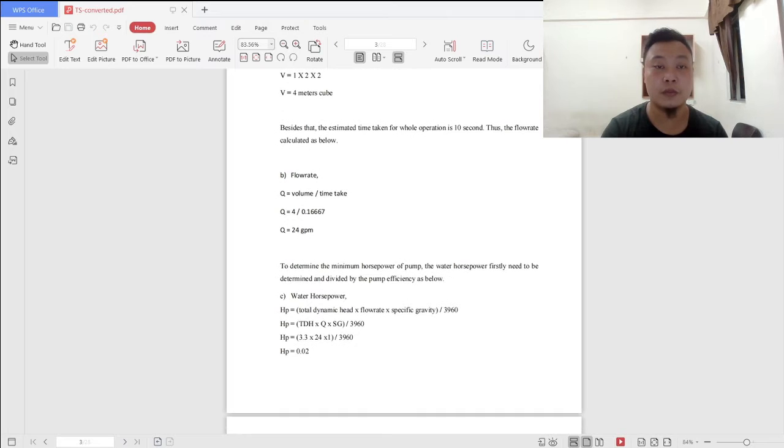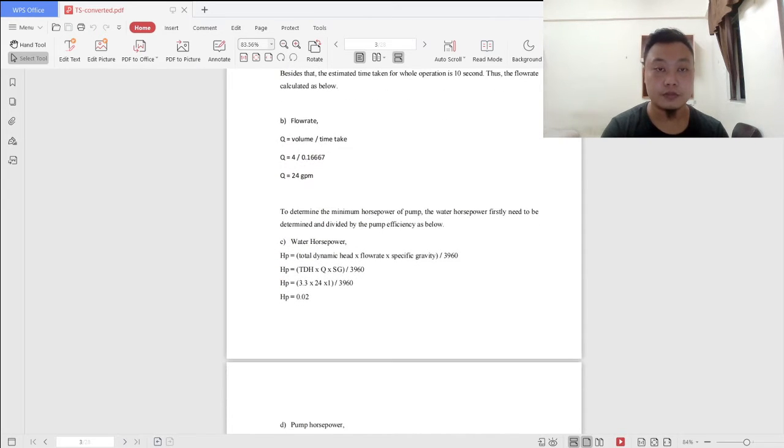Thus, the flow rate is calculated as below. For the flow rate, the formula is volume over time taken, so we get the answer of 24 GPM.